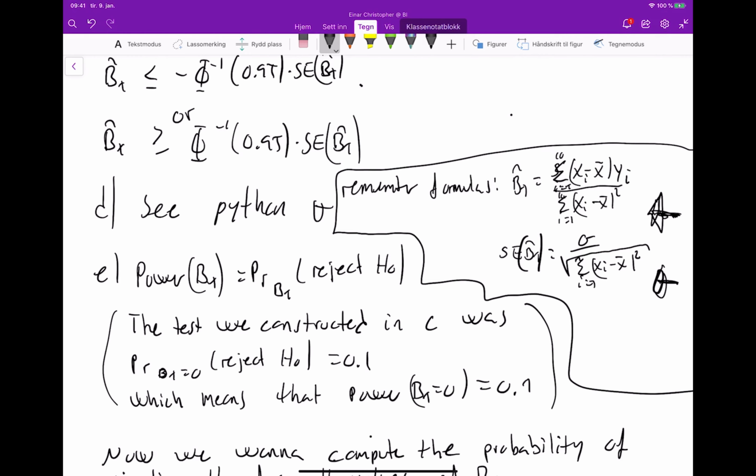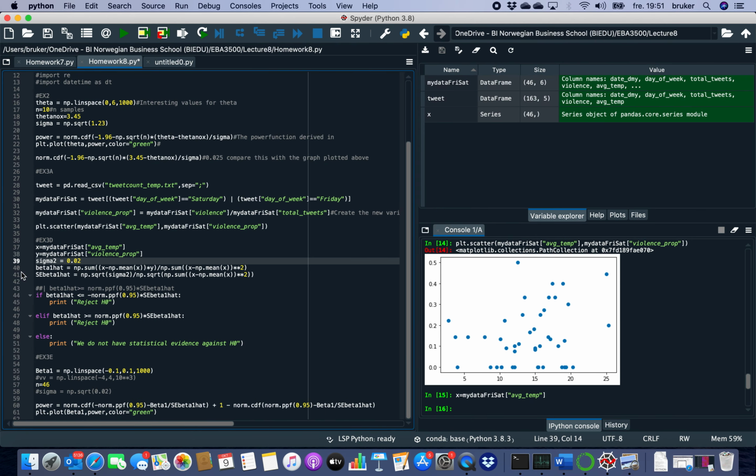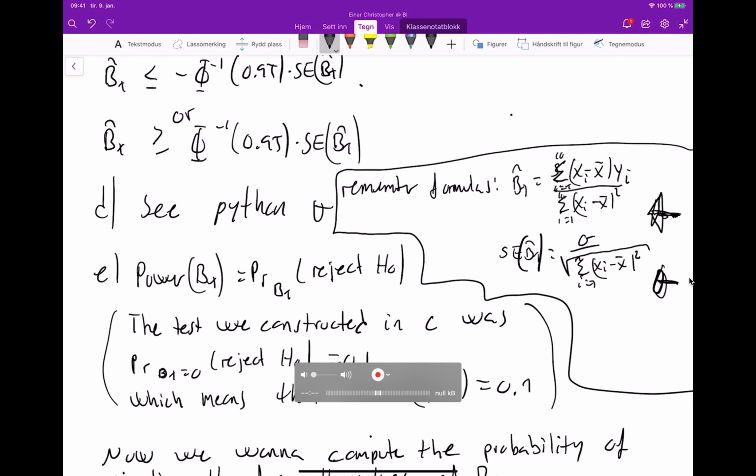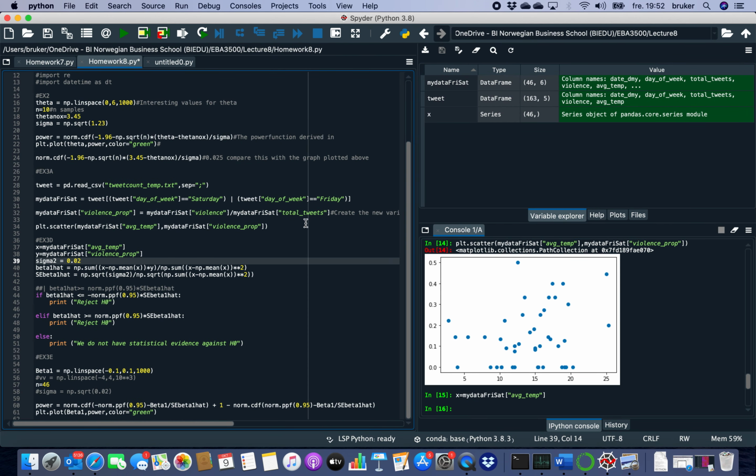So then I do that. The standard error of beta 1 hat. The formula was the square root of sigma to the power of 2, so we just get sigma. And we divide this by the square root of the sum of the x minus mean x to the power of 2. Let's check it. Here is the standard error of beta 1 hat. That's the sigma, so that's the square root of 0.02 divided by the square root of this sum here, which we have calculated just here.